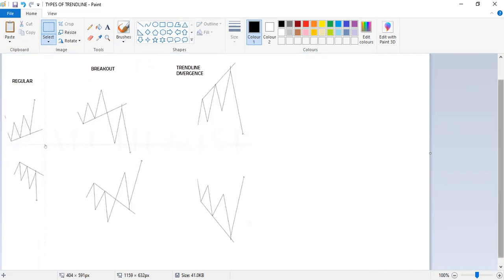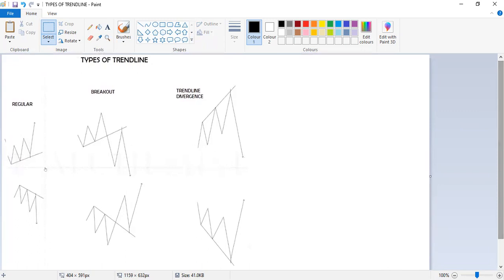Then this has been the establishment from the Malaysian traders. So these are the regular types. Type 1, type 2 is the breakouts. Then we have the trendline divergence, where the trendline moves upward while price is trying to move downward. That's what diverges from it. So something like this will take place.